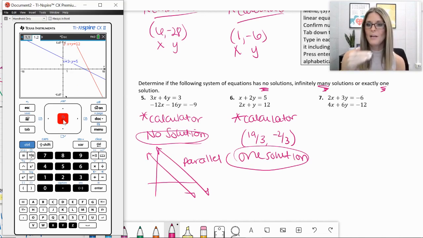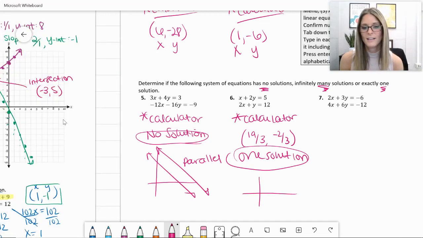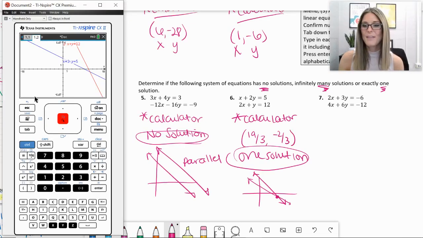And you can see our red and our blue line are crossing somewhere down there in the 4th quadrant. I'm going to sketch that on our notes for us. They're crossing something like this. Probably not very accurate, but there is one solution, one intersection point. And we're going to do the same thing for number 7.